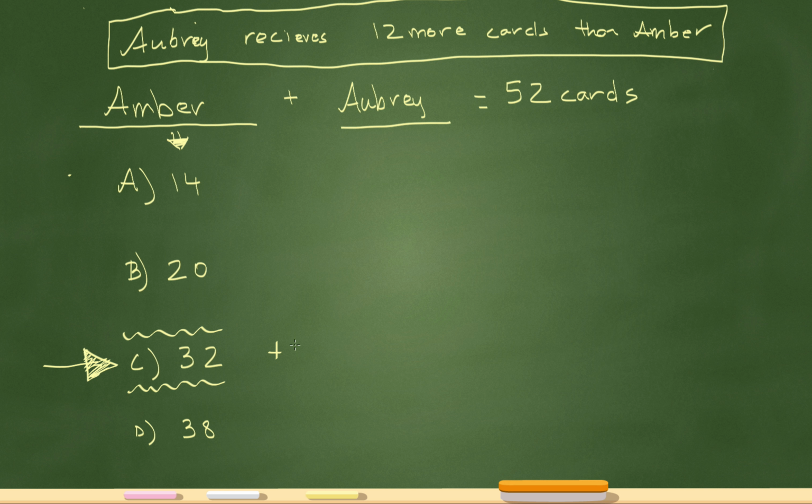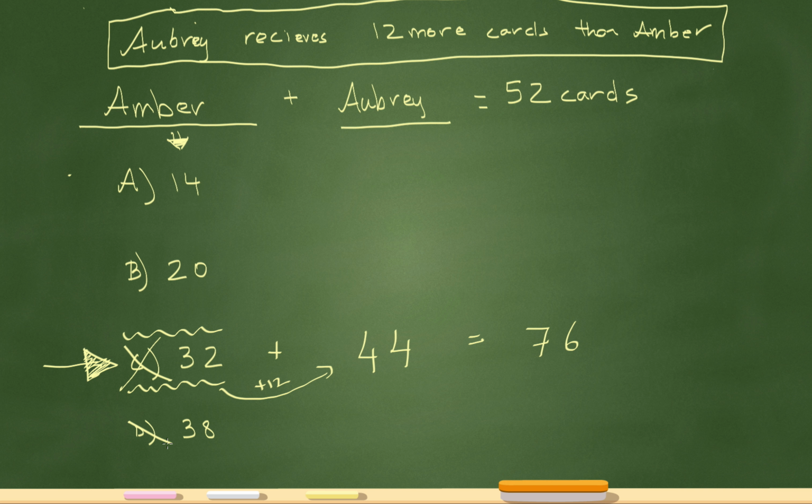Now understand what the relationship is between Amber's cards and Aubrey's cards. It's saying Aubrey receives 12 more cards than Amber. So if Amber has 32 and Aubrey gets 12 more, he should have 44 cards, because that's the difference of 12. So that's plus 12. Now, we know that there's 52 cards in the deck. That's what the problem tells me. If Amber has 32 and Aubrey has 44, 4 plus 2 is 6, 4 plus 3 is 76. That would tell me there's 76 cards in the deck. So for that reason, I know the answer choice is not C.